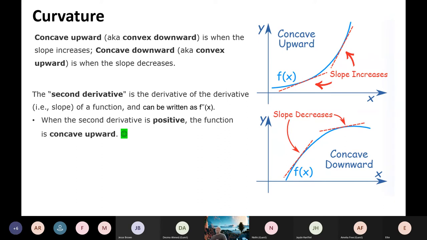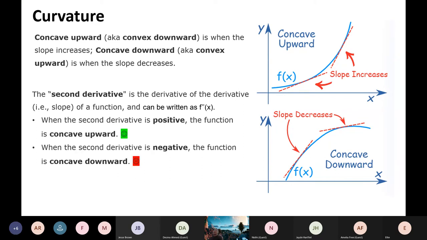And then, if the second derivative is positive, that means the tangent slope is increasing. That means it's concave upward. And remember, happy face, positive, concave upward, like the mouth. Concave upward, happy face, positive second derivative. If the second derivative is negative, that means the tangent line slope is decreasing. And then it's a sad face, the mouth is like concave downward.